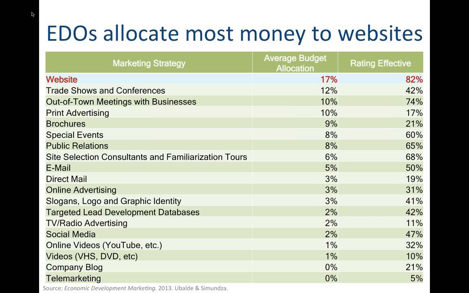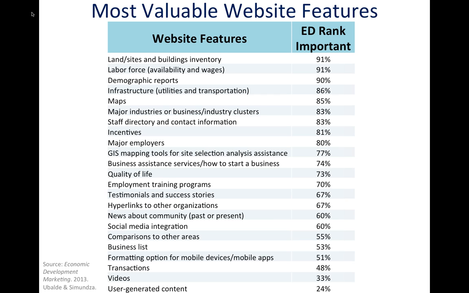So we also looked at this issue of how people are allocating their funds. And in fact, websites are not only the most effective marketing strategy, it's also getting the largest budget allocation of the total pie of marketing budget.